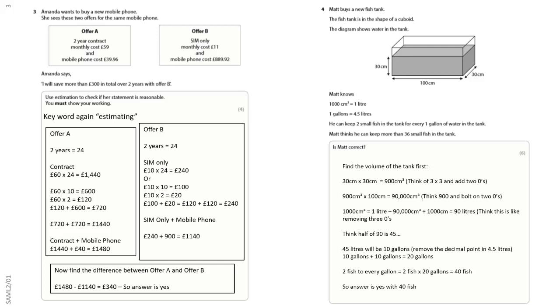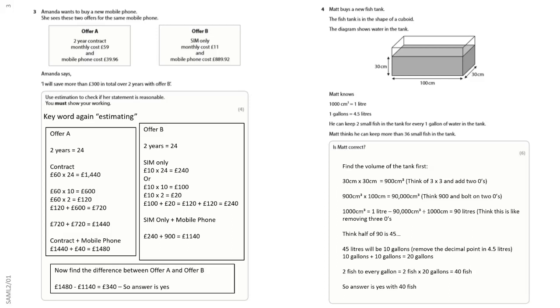So you need to find the volume of the tank. 30 times 30 equals 900, or think of 3 times 3 and add 2 zeros. 90 times 100 is 90,000 centimeters cubed. Think 900 and bolt 2 zeros on. 1,000 centimeters cubed equals a litre, so 90,000 centimeters cubed divided by 1,000 equals 90 litres. Think of this as removing 3 zeros. The 1,000 is knocking 3 zeros off.